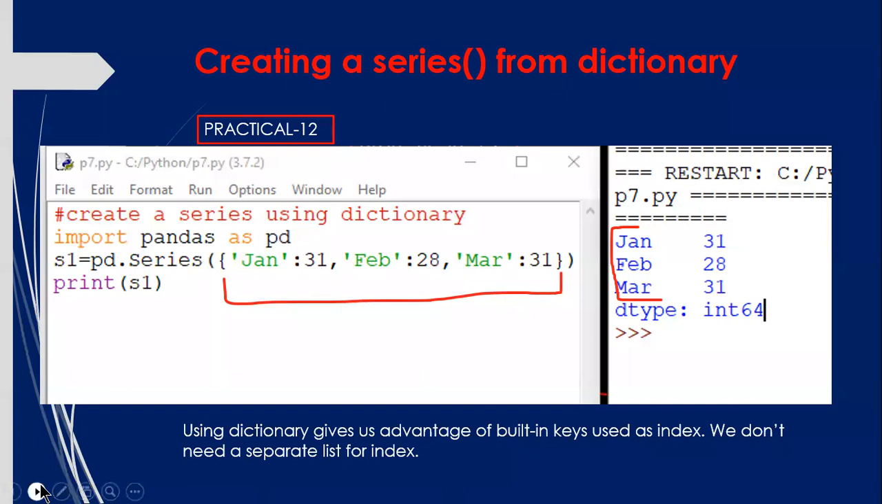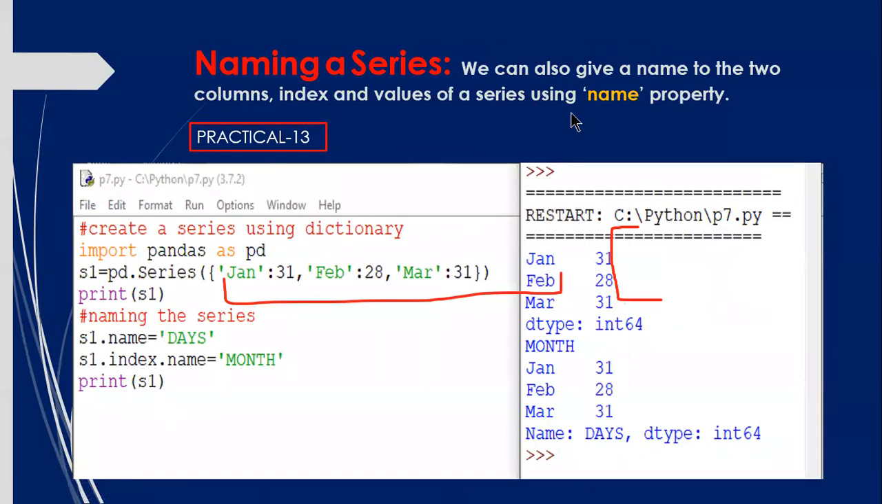Now let us see the next program. Here we are going to learn how to provide a name to the series and to the index of a series. So there is a property called the name property, which is used for this purpose. See this program. The same series we have taken as an example. s1 is equal to pd.Series, Jan, Feb, March.